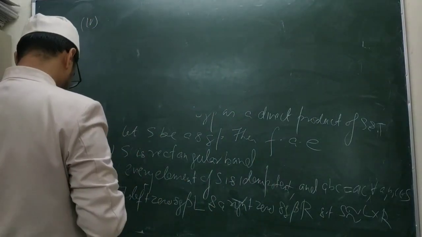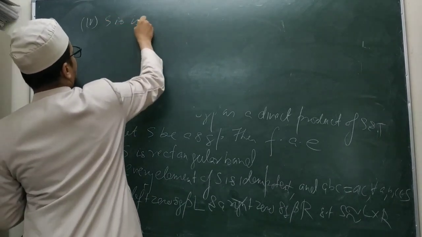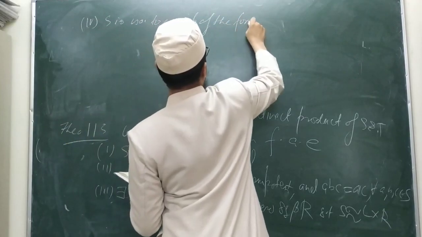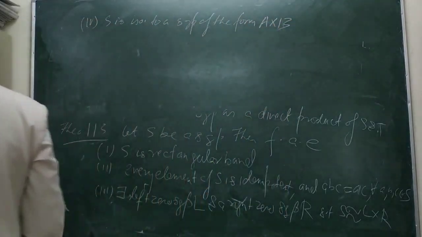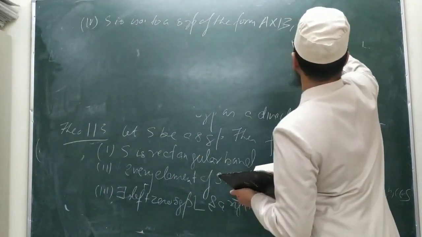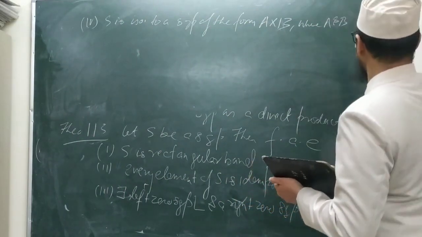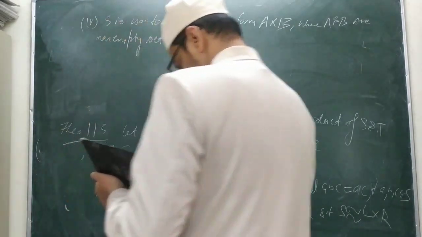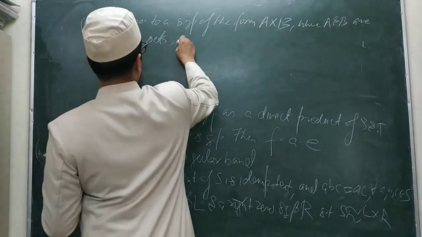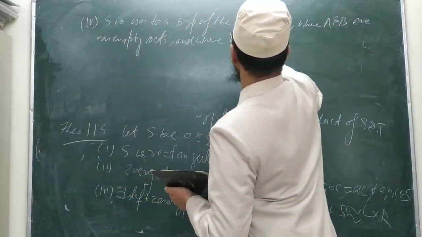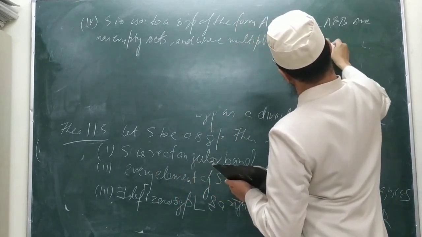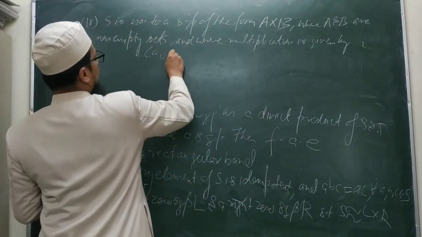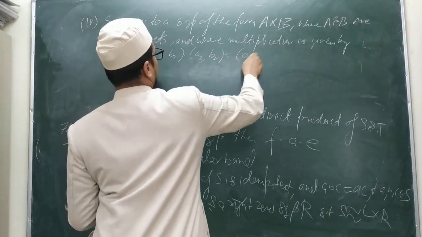And the fourth condition is that S is isomorphic to a semigroup of the form A cross B, where A and B are non-empty sets, and where multiplication is given by (a1, b1)(a2, b2) is equal to (a1, b2).